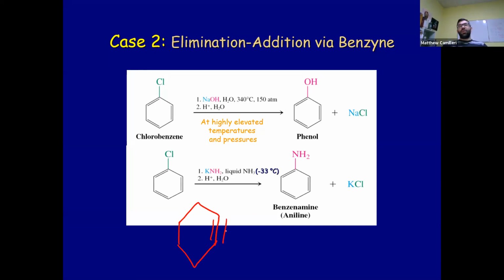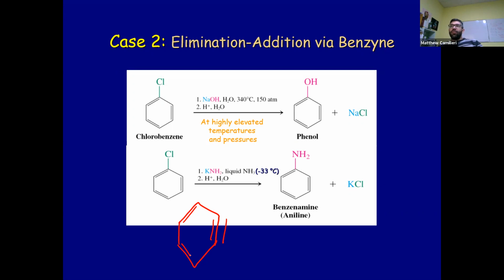So the first thing you are doing is eliminating HCl, if you have a chlorine, to produce a triple bond. This triple bond is highly unstable, which means that it will very easily react. Its sole purpose will be to react.